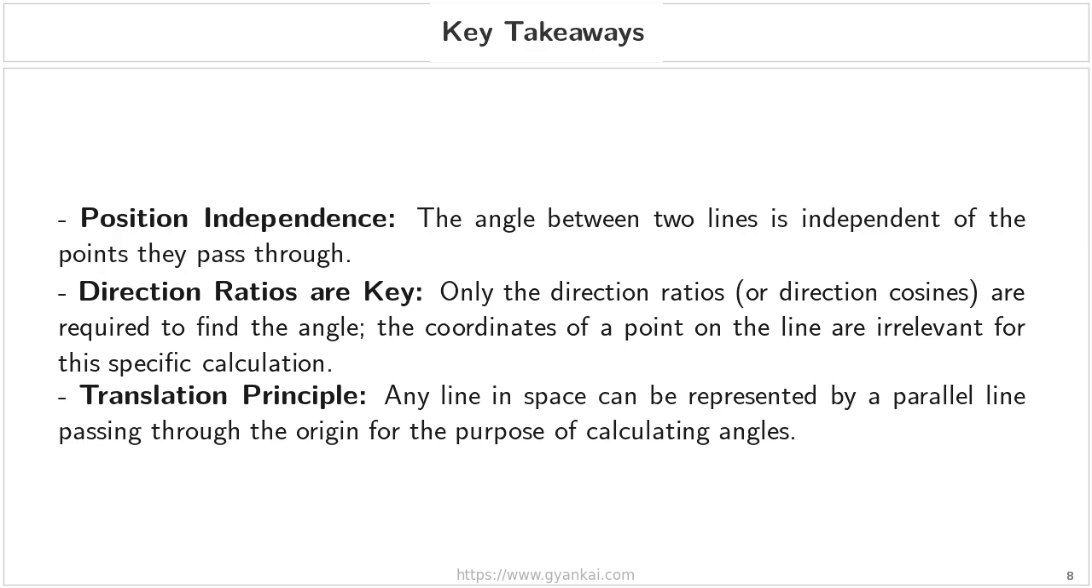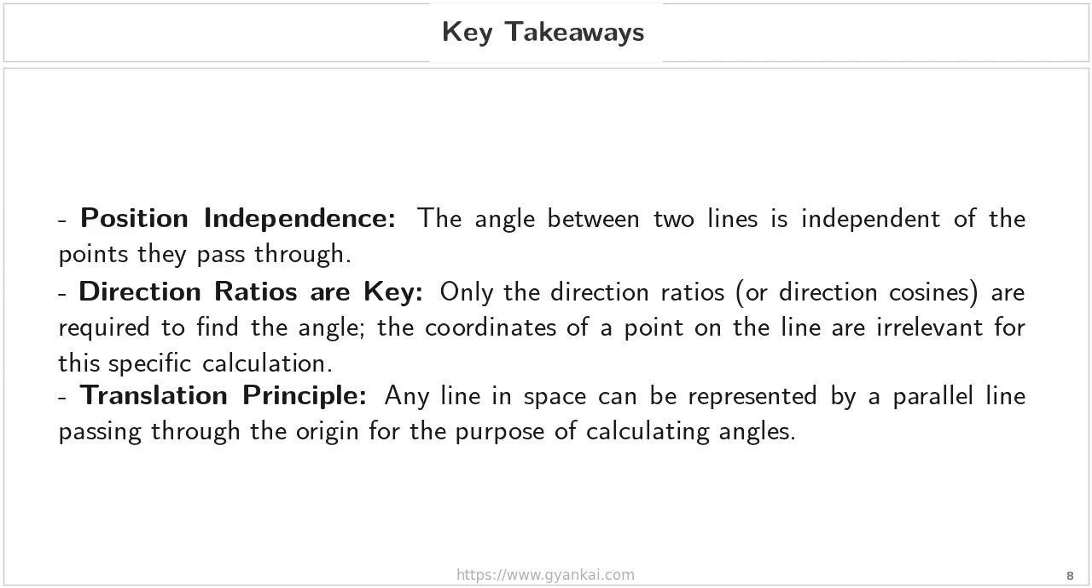Finally, keep the translation principle in mind. This is the logical foundation of everything we've discussed. You can mentally or mathematically represent any line in space as a parallel line that passes through the origin. By performing this translation, you can use the standard cosine formula, where the numerator is the absolute value of a sub 1 times a sub 2, plus b sub 1 times b sub 2, plus c sub 1 times c sub 2, all divided by the square root of a sub 1 squared, plus b sub 1 squared, plus c sub 1 squared, multiplied by the square root of a sub 2 squared, plus b sub 2 squared, plus c sub 2 squared, to find the angle with total confidence.